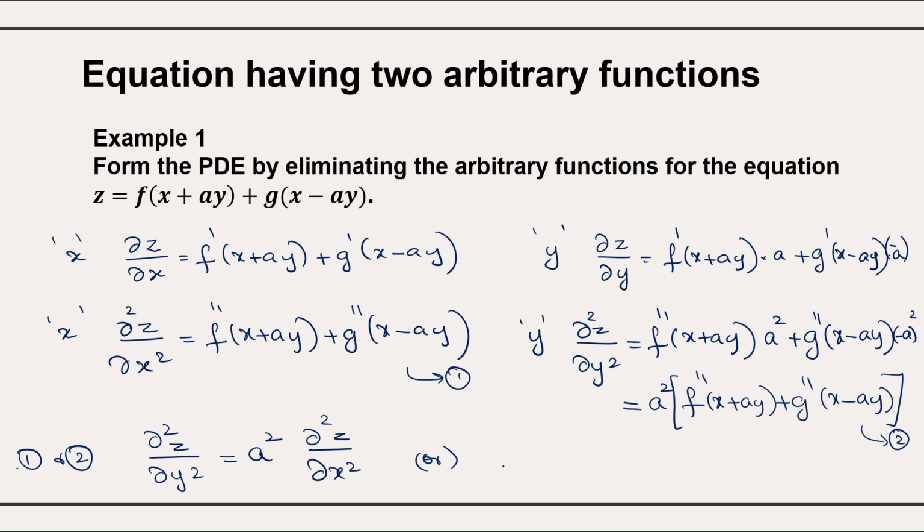g, or otherwise we can write it as t is equal to a square into r, because the usual notation for dou square z by dou x square is r and dou square z by dou y square is represented as t. So you can give the answer either as dou square z by dou y square equal to a square into dou square z by dou x square, or as t is equal to a square into r. So this is a partial differential equation, and moreover, since we have eliminated two arbitrary functions, the resulting partial differential equation is a second order partial differential equation.